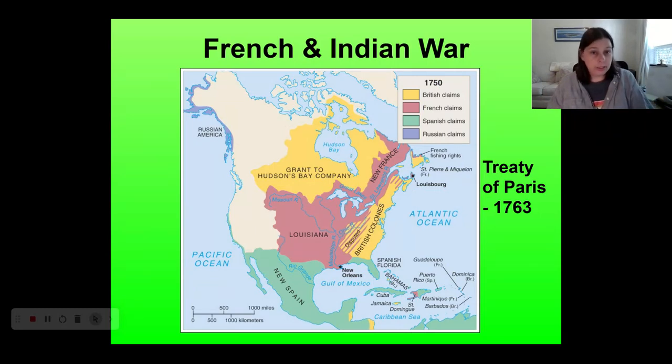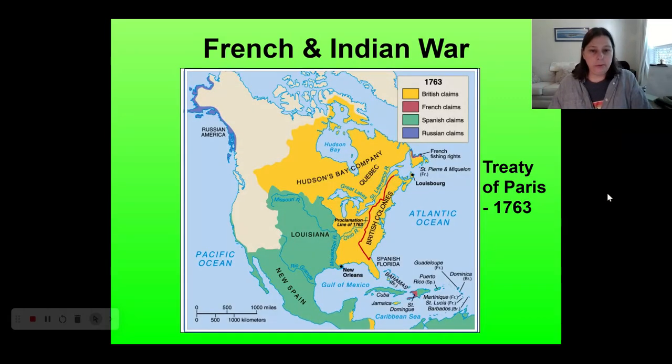So here is the best way to sort of see what the impacts are. This is our before map, right? This is what things looked like in 1750. And then when the war ends with the Treaty of Paris of 1763, there's a couple treaties of Paris. The one at the end of the French and Indian War is the Treaty of Paris of 1763. This is what the map looks like. So again, we go from this before the war to this after the war.